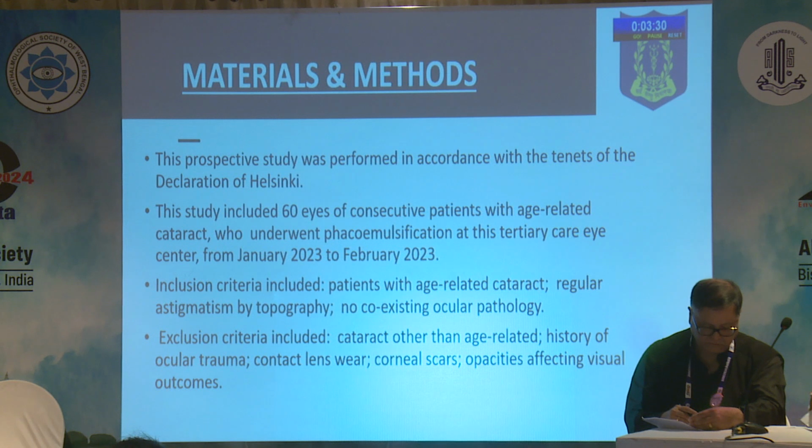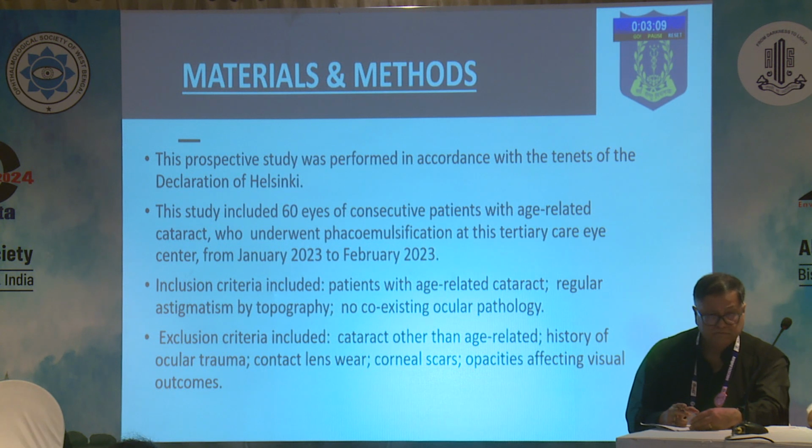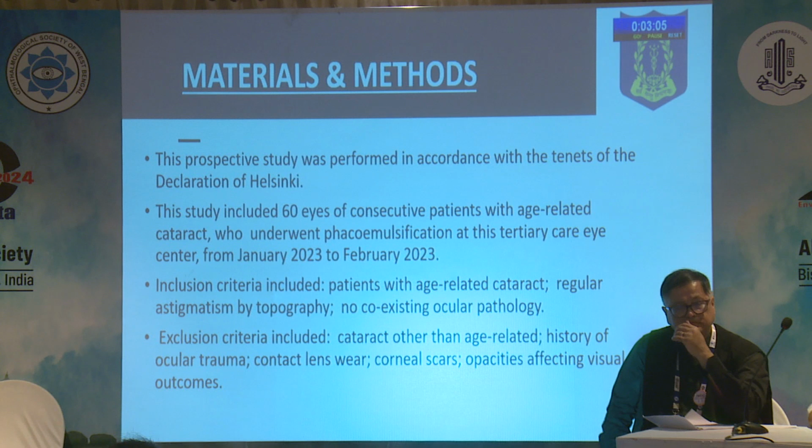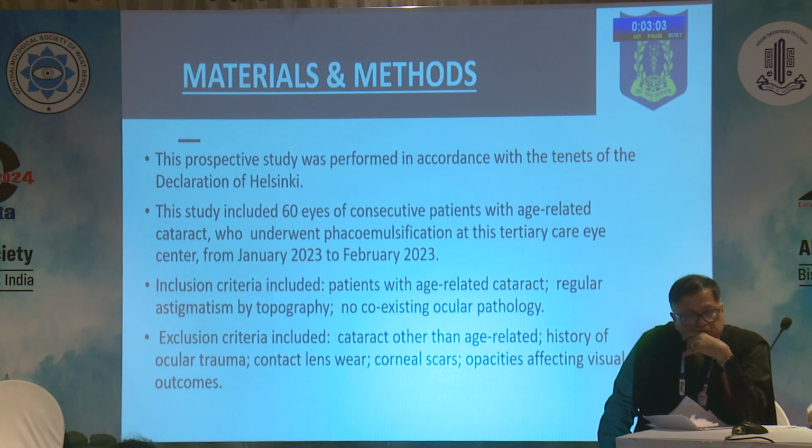So the study was done at a tertiary care eye hospital, and it included 60 eyes of consecutive patients with age-related cataract, and they all underwent uneventful phacoemulsification surgery at the same institute. The inclusion criteria included patients with age-related cataract, regular astigmatism by topography, and no existing ocular pathology. The exclusion criteria included any cataract other than age-related, any history of trauma, contact lens wear, corneal scars, or any opacification which would have affected the visual outcome.